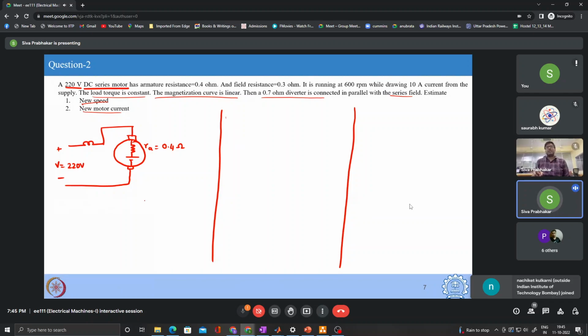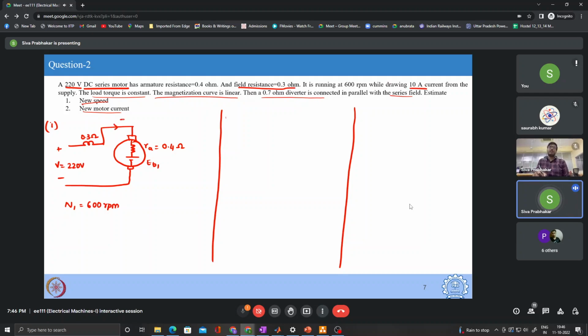So Ra is given to you as 0.4 ohm, and the field resistance is given to you as 0.3 ohm. So the initial field resistance is 0.3 ohm. Now let me call it EB1. So this is case 1, and this is the actual circuit and we are not disturbing it at all. At this particular condition, the motor is running at a speed N1 of 600 rpm. So N1 is given to you as 600 rpm.